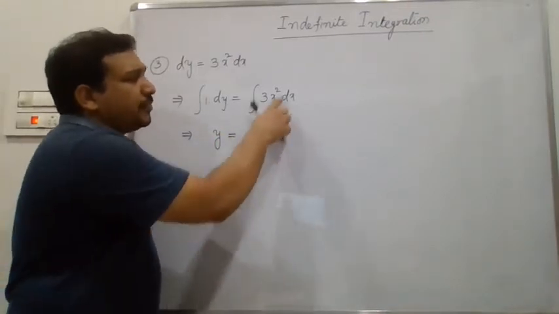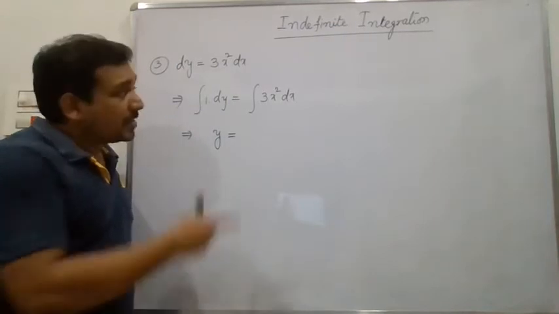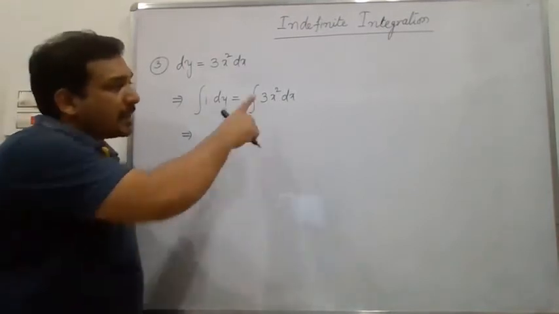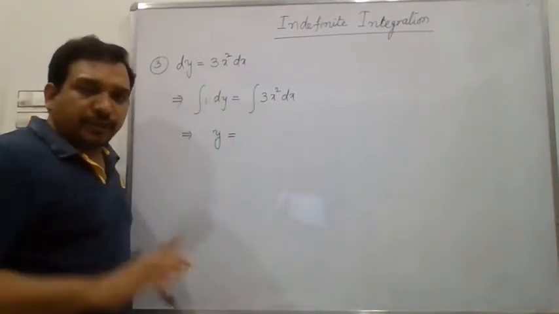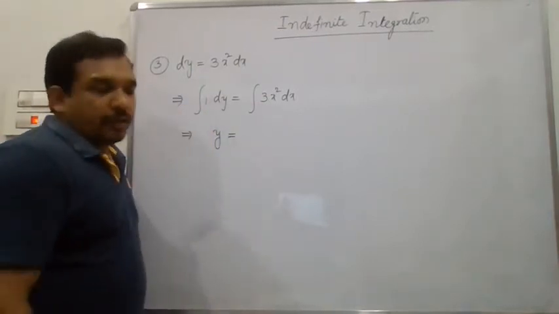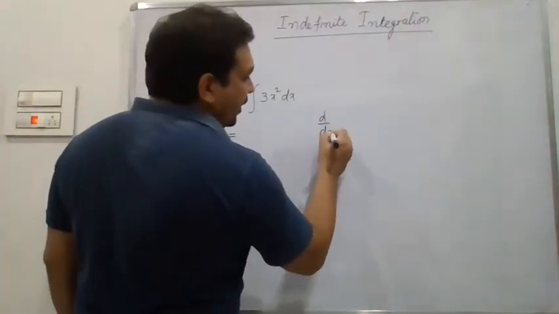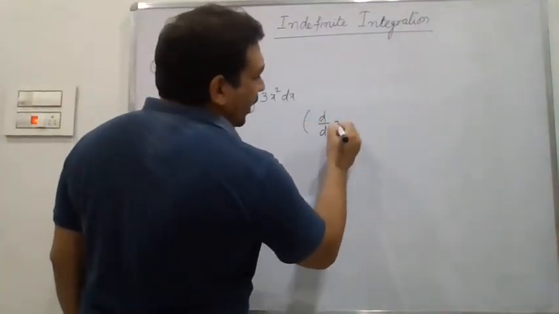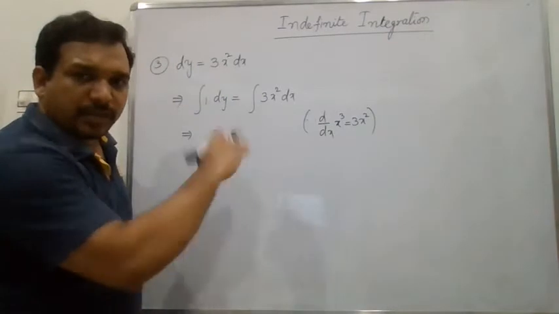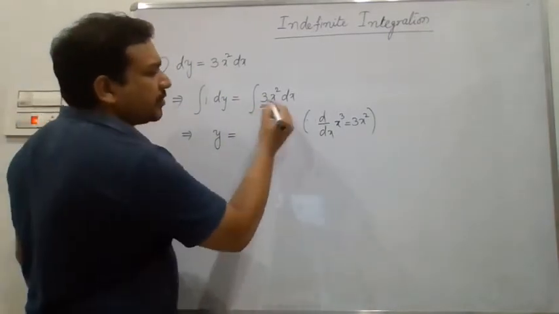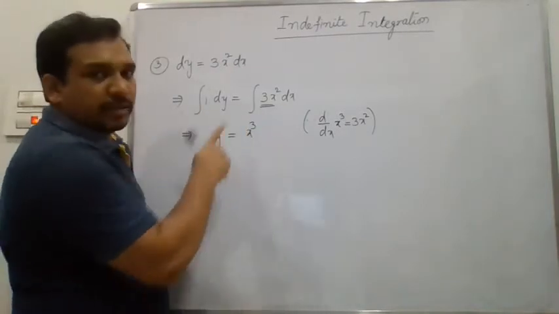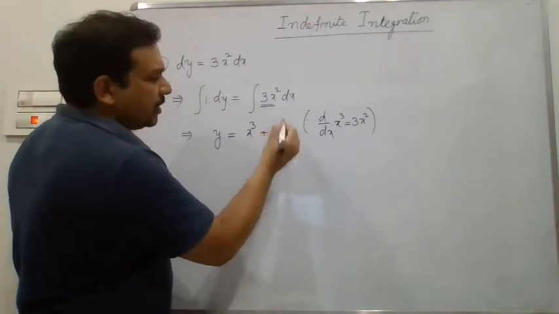And what about the integration of 3x square? What does it mean? For which function if you do the derivative, you will get the answer as 3x square? That is x cube. Since the derivative of x cube is 3x square, the integration of 3x square is x cube. So I can write it as x cube. Here one constant, here also one constant. Overall I can write a single constant.